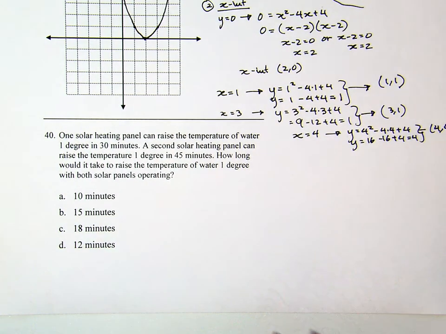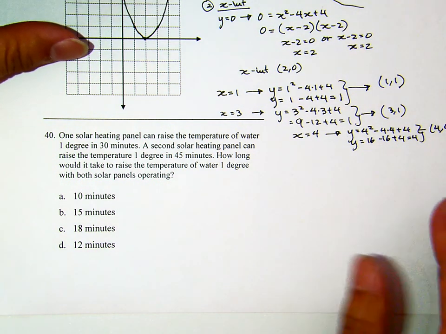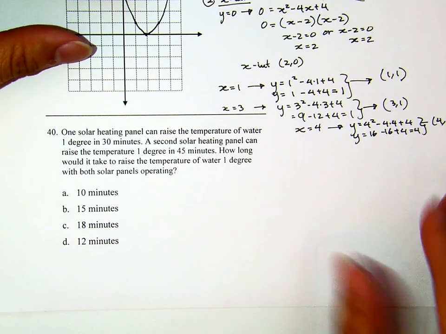One solar heating panel can raise the temperature of water 1 degree in 30 minutes. A second solar heating panel can raise the temperature 1 degree in 45 minutes. How long will it take to raise the temperature of water 1 degree with both solar panels operating? Now let's do it in 4 steps.